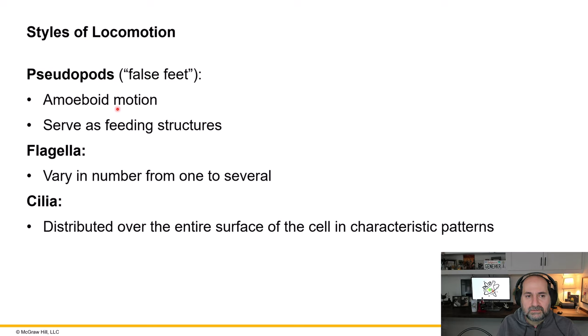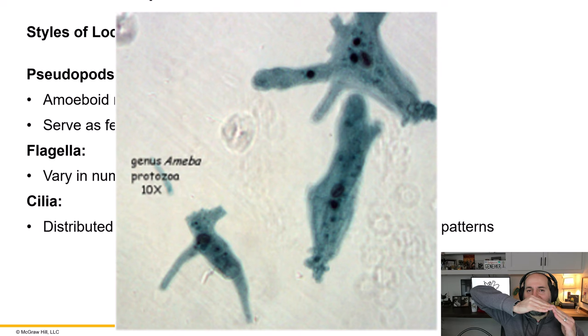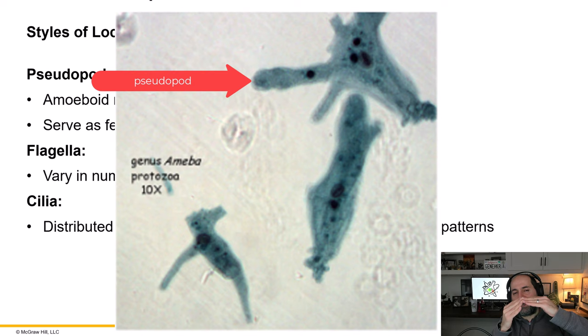This means motility that involves the plasma membrane extending out, attaching, and then retracting, kind of dragging the organism around by shifting the shape of the organism, forming pseudopods. If you've ever seen amoeba moving around, this is what we're talking about.